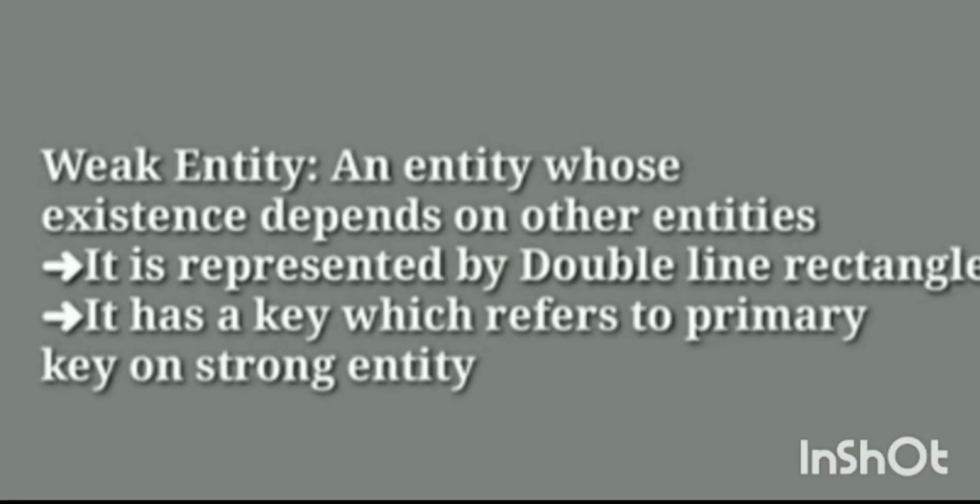Weak entity: an entity whose existence depends on other entities. It is represented by a double line rectangle. It has a key which refers to the primary key of the strong entity. See here, the example is employee, and the family is dependent on the employee. So here the family is the weak entity and employee is the strong entity.